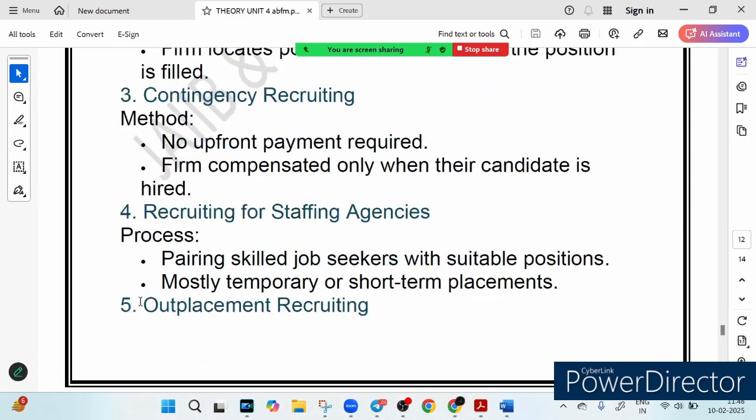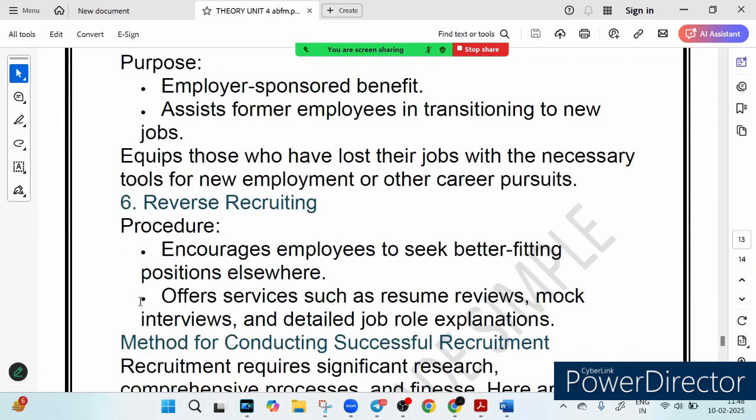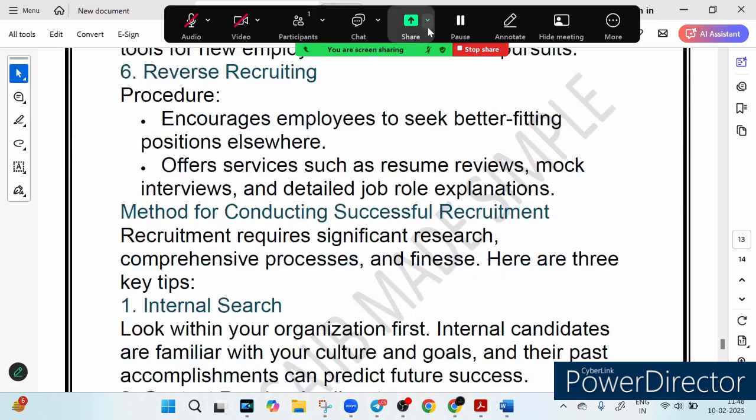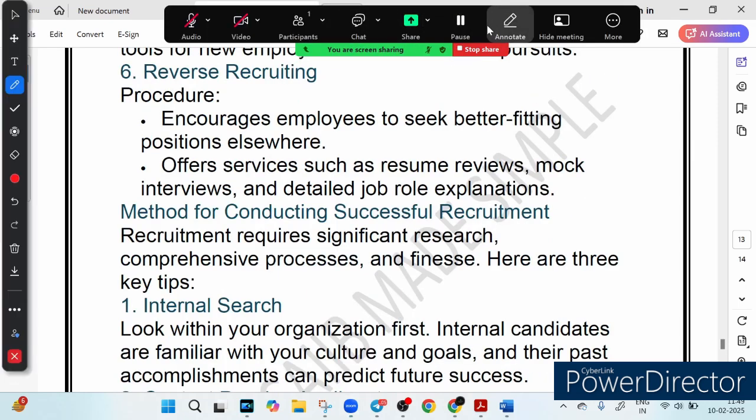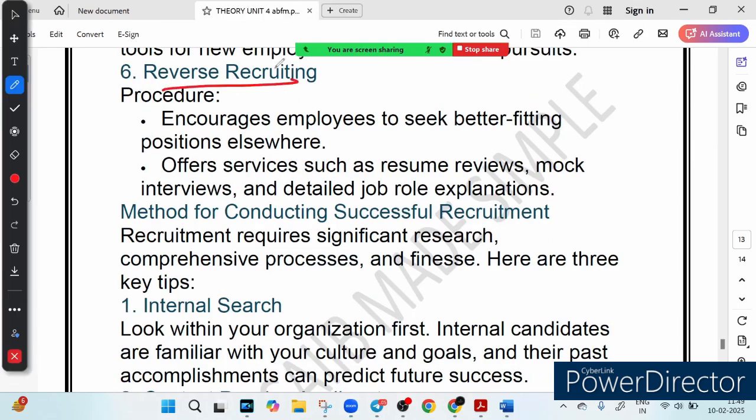So just now we have talked about the different types of recruitment. Now let's talk about reverse recruiting. What is the meaning of this so-called reverse recruiting? Let me tell you about it. So friends, imagine your company is helping you leave for a better job elsewhere. Strange, right? That is reverse recruiting.